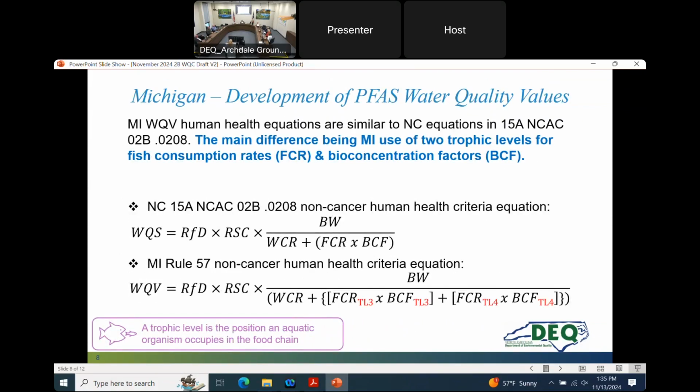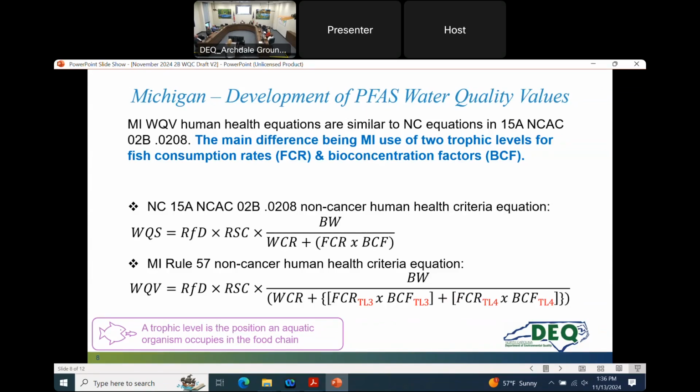These equations probably look familiar to you. Bridget and Chris come up here often with these equations. They're very similar to ours. The main difference being that Michigan used 2 trophic levels for the fish consumption rates and the concentration factors. I just want to be clear, if Michigan was to recalculate the numbers today, they would be different.